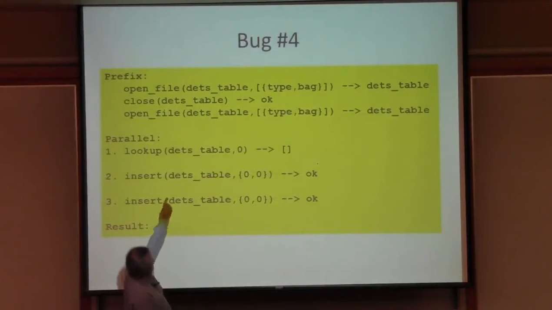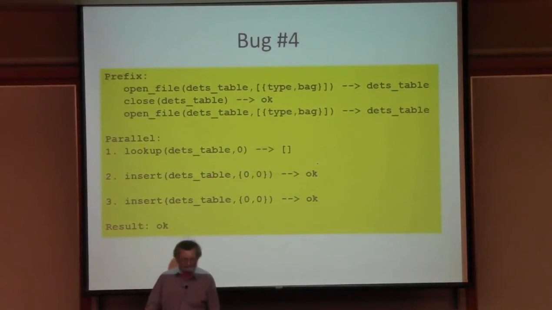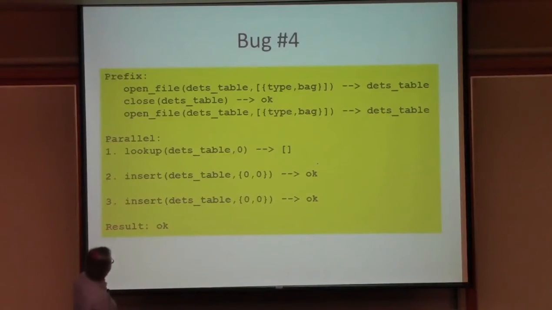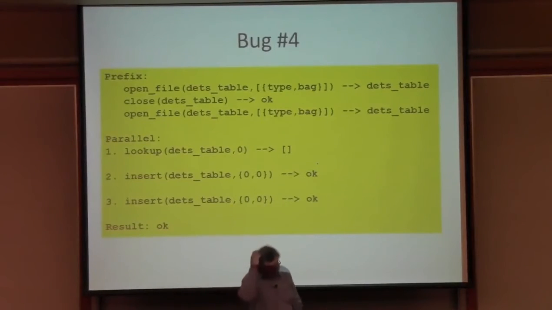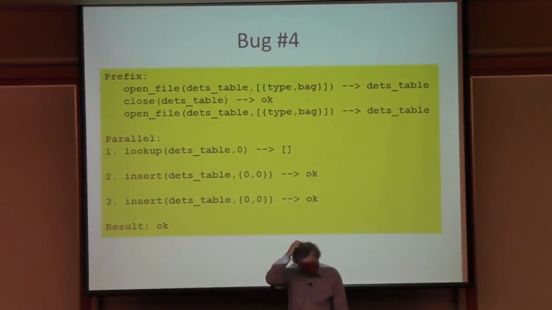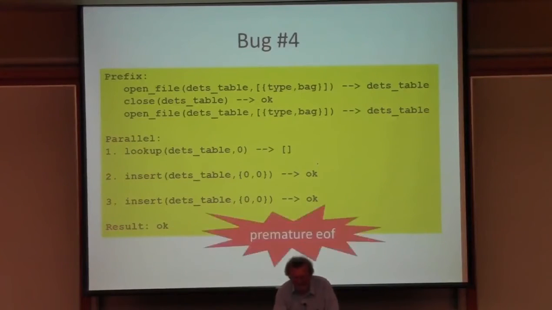So in the prefix, you open the file, you close it again, you open it again, and then you do three things in parallel. You look up the key 0 in the table. Well, it's not there, that's all right. You insert 0, 0, and you insert 0, 0 again. So two insertions and one lookup. And the result is okay. All of these return values are consistent with the spec. But when we checked for corruption, I got a premature end of file.